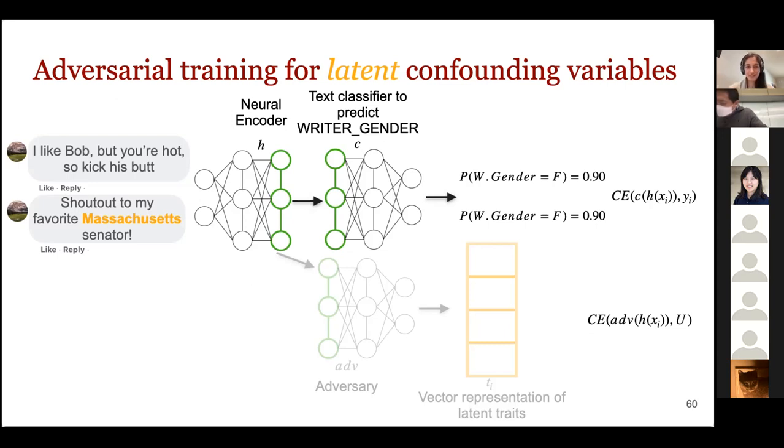If you're interested, feel free to check out the paper or you can follow up with me. I don't want to spend the whole rest of the time on this, so I'm going to move on.